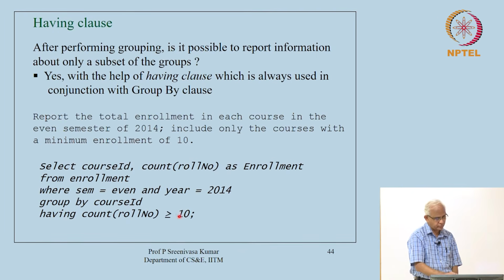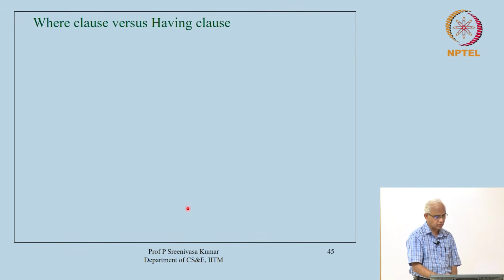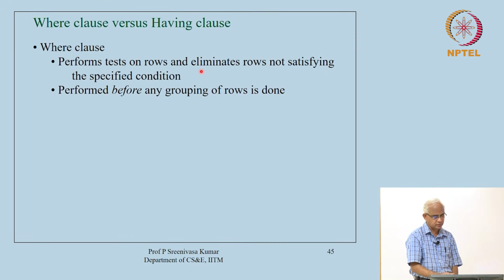Now, one has to be careful about specifying these conditions. There may be a little bit confusion about whether the condition should be specified in the where clause or the having clause, but if you understand the flow of how the query will be evaluated, you would not have this confusion. So, if where clause and having clause are both present, how exactly this happens? Where clause performs tests on rows and eliminates rows that are not satisfying the specified condition as usual, and this one is performed before grouping of the rows is done.